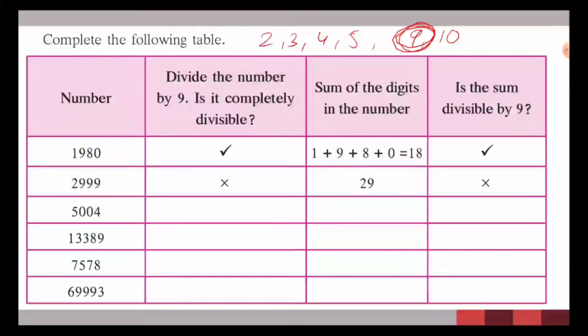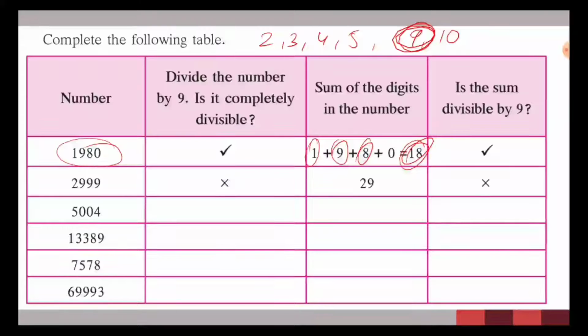3 के लिए हम जैसा करते हैं वैसे ही 9 के लिए भी करेंगे. We have to add all the digits and we have to see that it is coming in 9's table or not. Okay, so here it is given one for you all. 1 plus 9 is 10, 10 plus 8 is 18. So 18 is divisible by 9, तो यहाँ पे 9 आ गया.